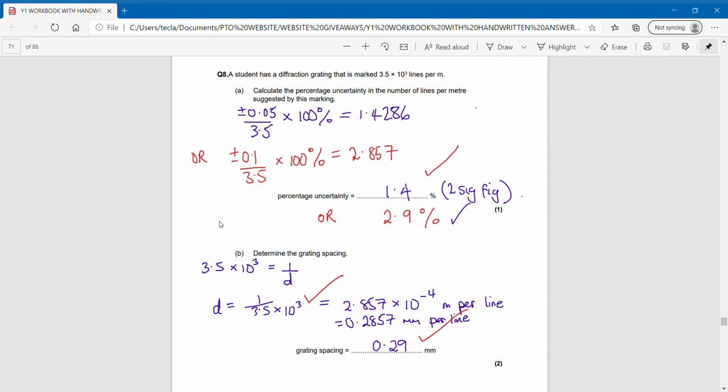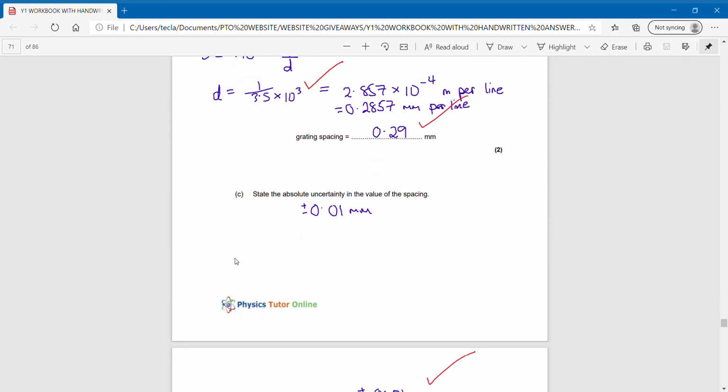8b, determine the grating spacing. So we're given lines per millimetre in the question. What we want is millimetre per line, so it's 1 over d. So 3.5 times 10 to the 3 equals 1 over d. So d equals 1 over 3.5 times 10 to the 3, which equals 2.857 times 10 to the minus 4 metres per line, or 0.2857 millimetres per line. 0.29 millimetres to 2 sig fig is the answer.